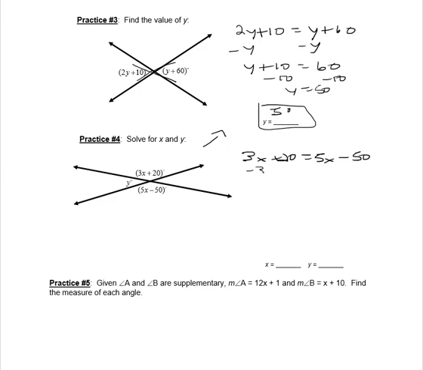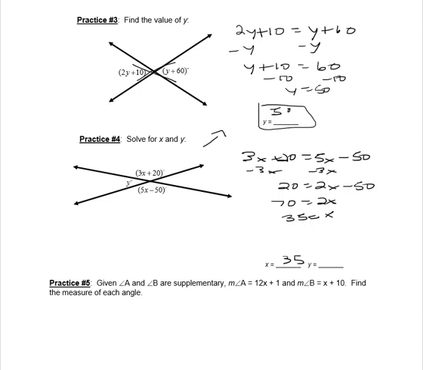So subtract 3x from both sides. And I have 20 equals 2x minus 50. Add 50 to both sides, 70 equals 2x. And so x equals 35 after you divide. Okay, so that's the first part. And that part is not too bad. But now I have to know how to figure out what this y is.